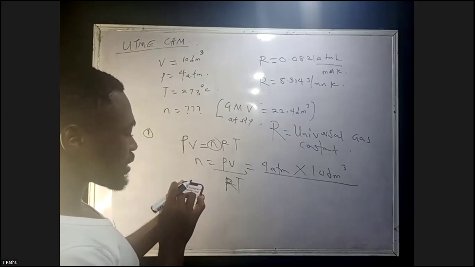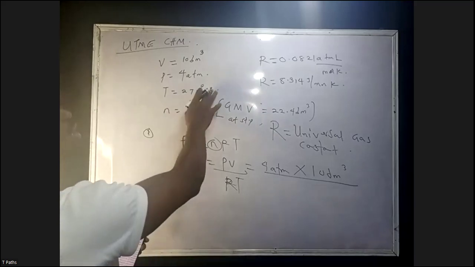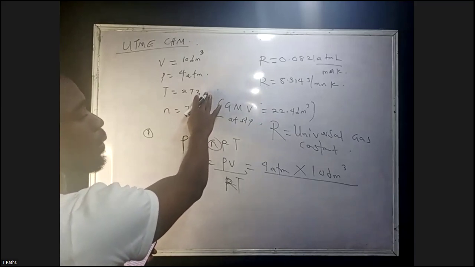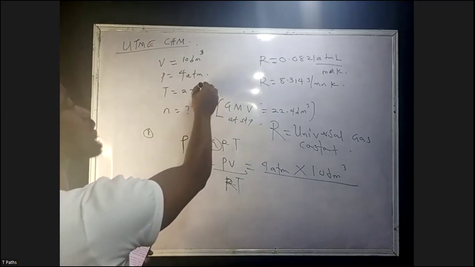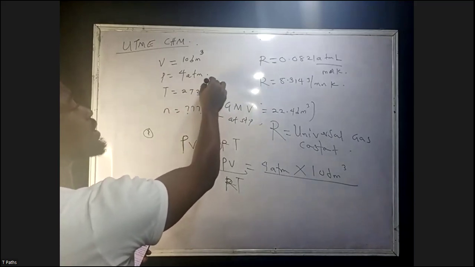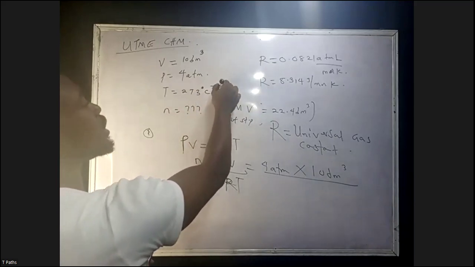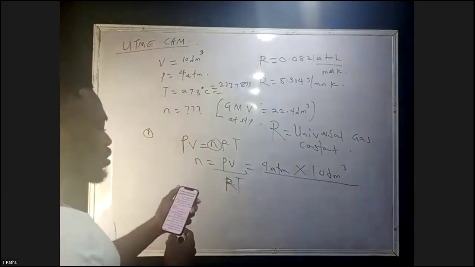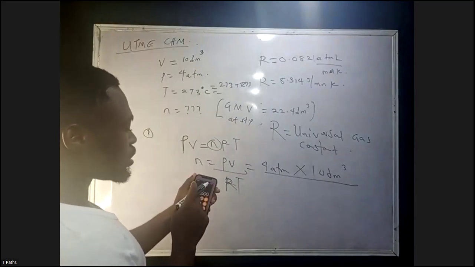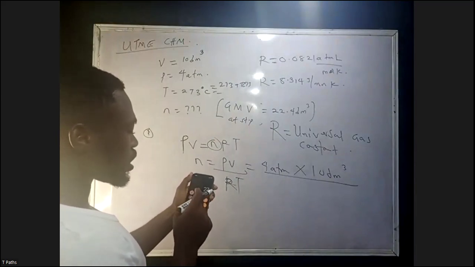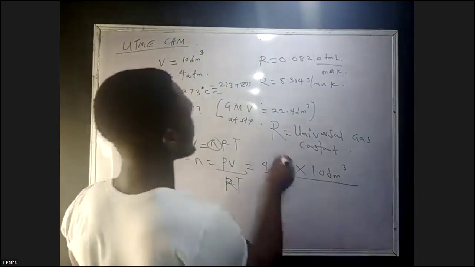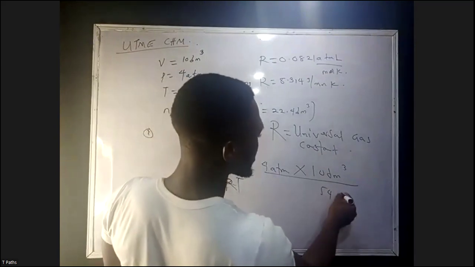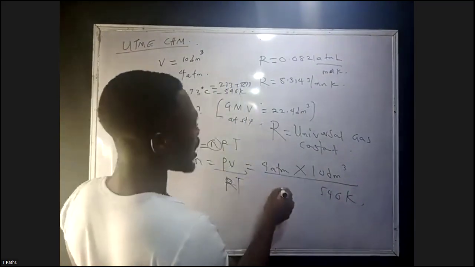That temperature, let's say 273 degrees Celsius. When you convert this to Kelvin, that will be 273 plus 273. When you add them, that will give you 546 Kelvin. So your temperature is 546 Kelvin, and the R is 0.0821 atmosphere liter per mole per Kelvin.